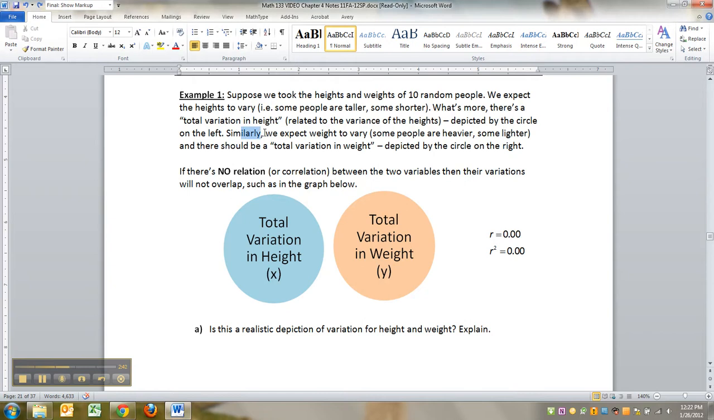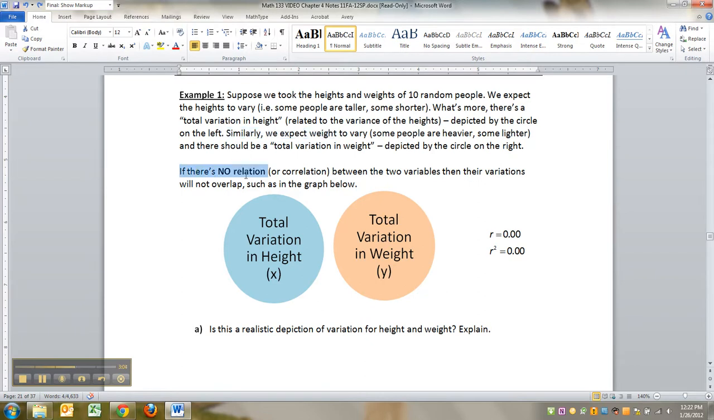Similarly, we expect weights to vary. Some people are heavier, some people are lighter. And so there's a total variation in weight. I'm not talking about the weights themselves, I'm talking about how far apart they are, right? So some people are this, that, and the other, 100, 150, 200. I'm not interested in that. I'm interested in the variation from the mean, if you want to think of it that way.